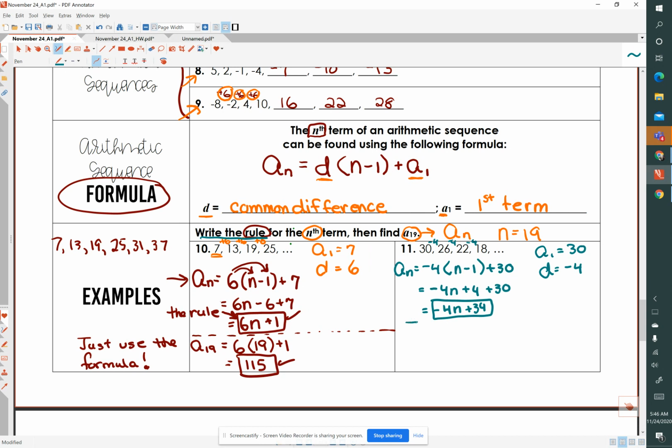So now we're going to find the 19th term. So a sub 19 equals negative 4. It's simply a substitution. Times 19 plus 34. And negative 4 times 19 plus 34 equals negative 42. So that's our 19th term.